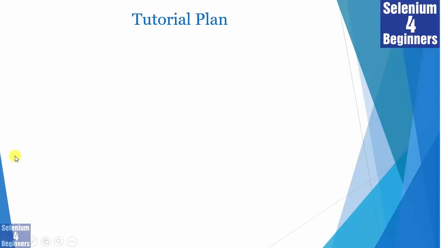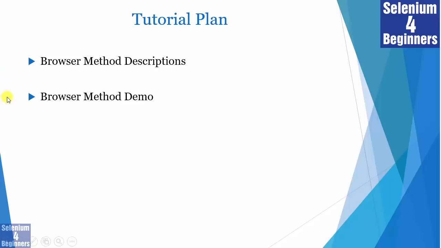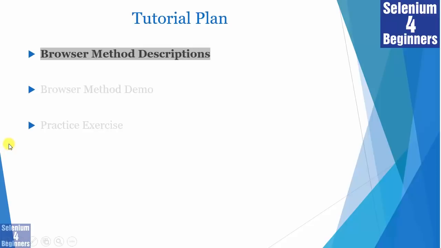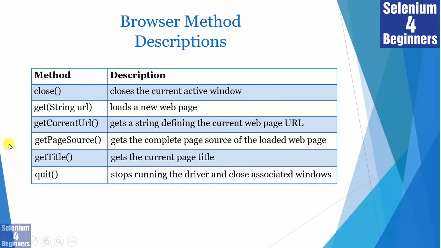Here's the tutorial plan for Selenium browser methods. First, we are going to look at the descriptions, then demo the browser methods, followed by a practice exercise. Now, let's view the browser method descriptions. There is a total of 6 methods within this category. In alphabetical order, the 6 methods are close, getCurrentUrl, getPageSource, getTitle, and quit.